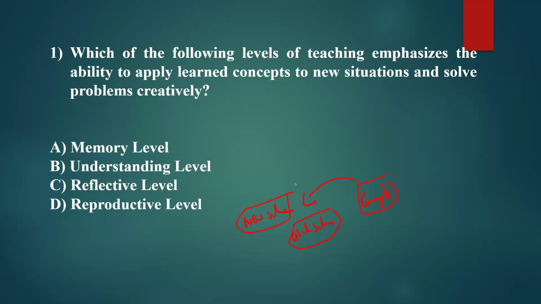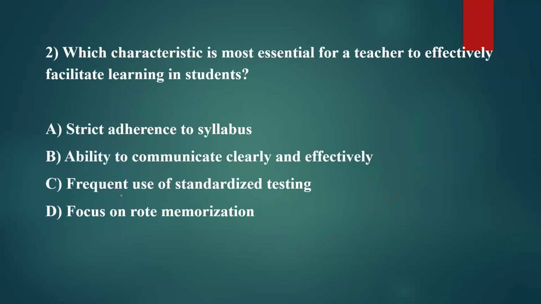That's the reproductive level, because we are connecting two things. We already know something, and according to that knowledge, we are developing a new one. But comparing with the reflective level, what is happening there? We have studied something and we are applying it to something else. We are not making something new. Okay, so the next one.